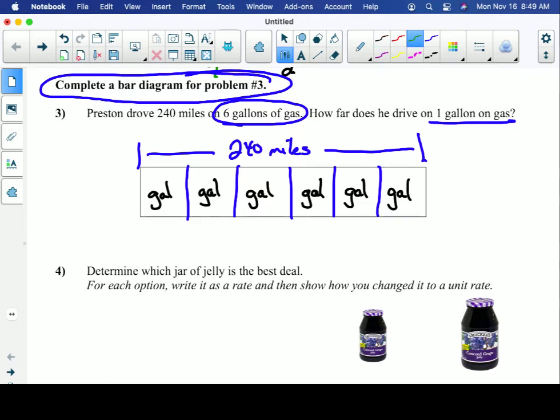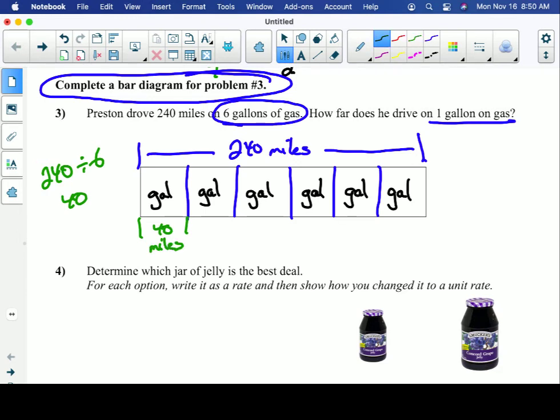The picture also helps remind us what we need to do our calculation. We took 240 and we divided it into 6 pieces. Well, 240 divided by 6 is 40. So each one of these 1 gallon sections is equal to 40 miles.